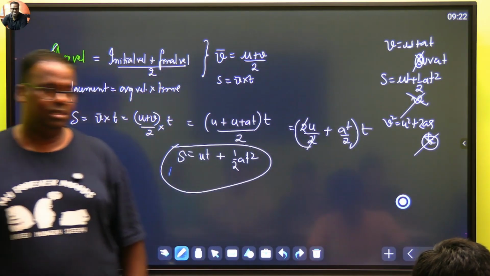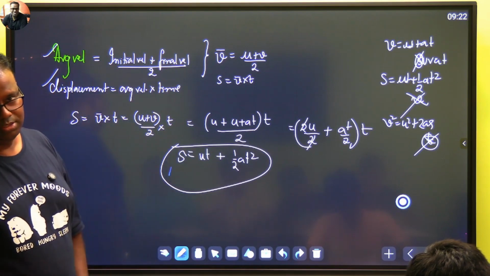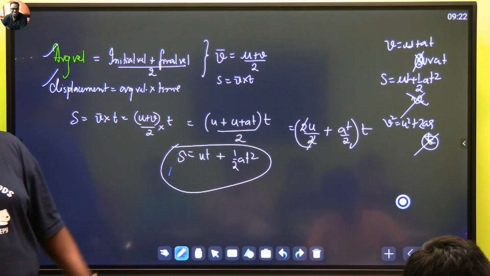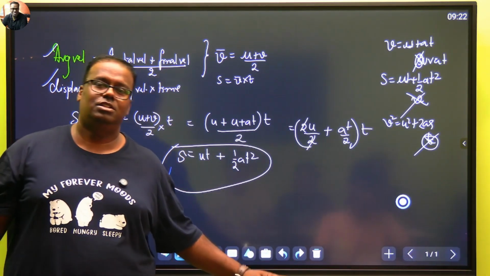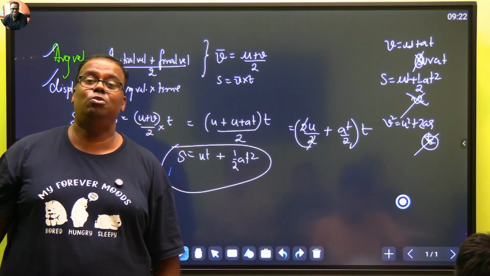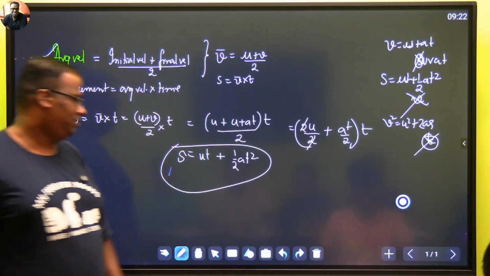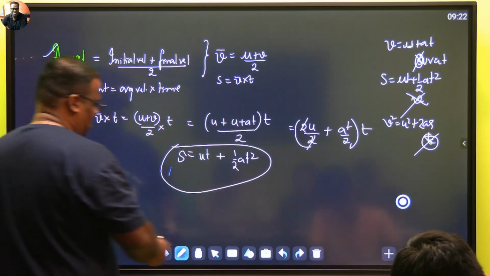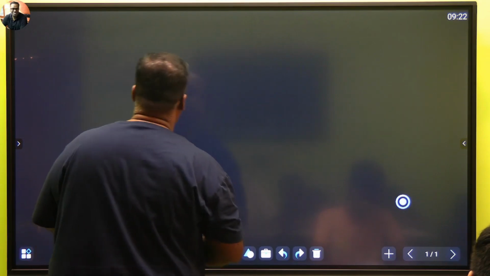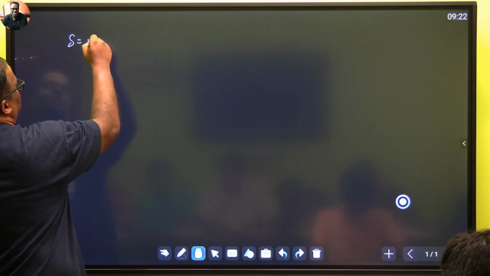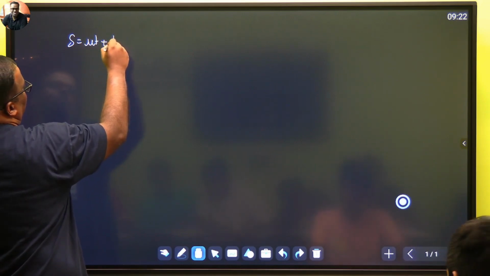Right, chale, shall we? Can you do the third equation of motion? Third equation we will be deriving from the second equation. Try and omit t. t को omit करो. t को कहां से omit करोगे? From the first equation. आ जाओ. Come, let's do it. So second equation of motion gave you what? S equal to ut plus half at square.